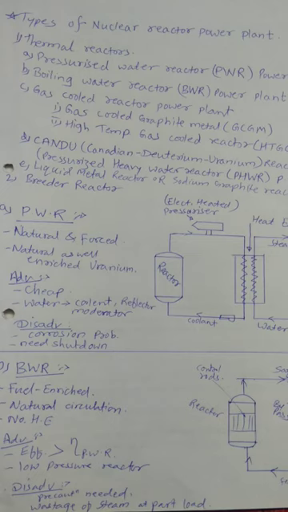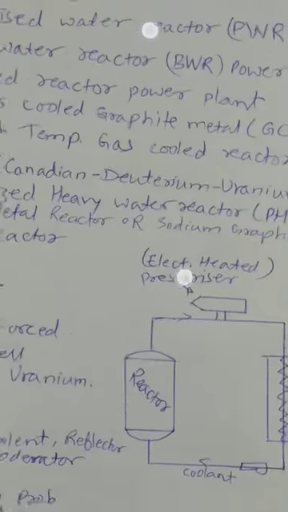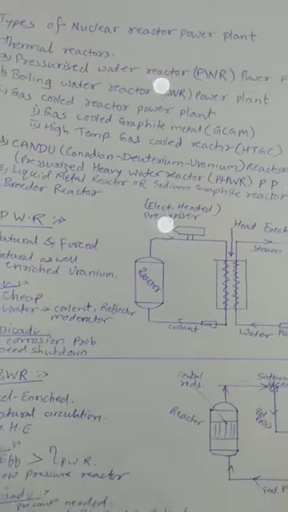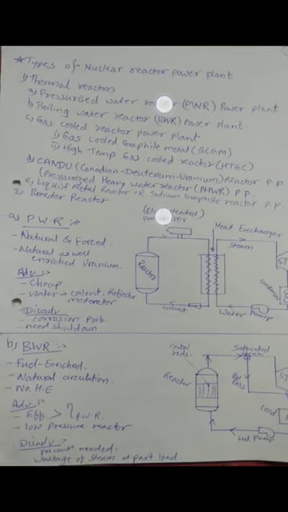In thermal reactors there is one. First one is a pressurized water reactor, also called a PWR power plant. Second is a boiling water reactor power plant, BWR we can say also. Third is a gas cooled reactor power plant.